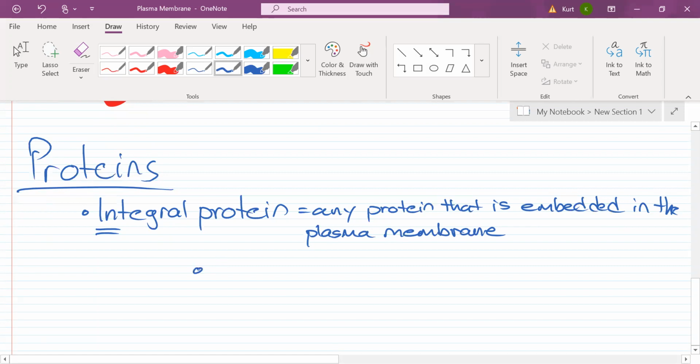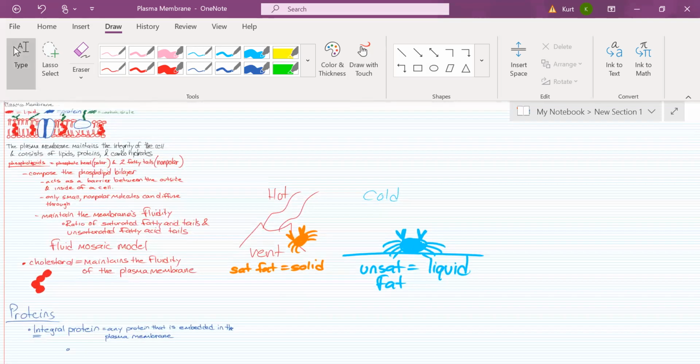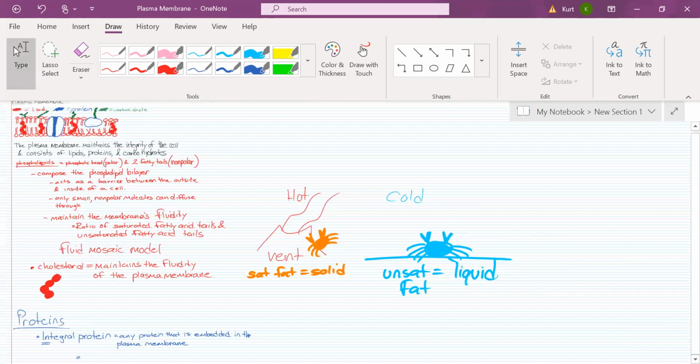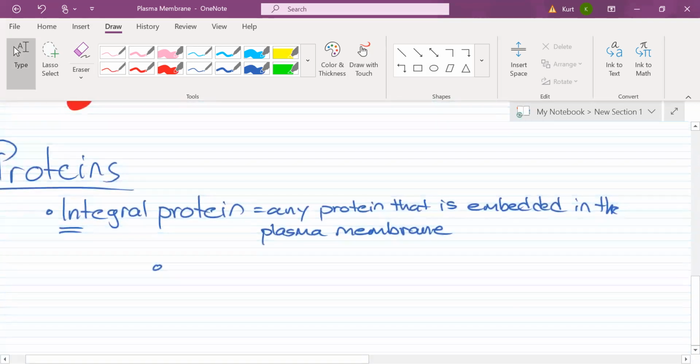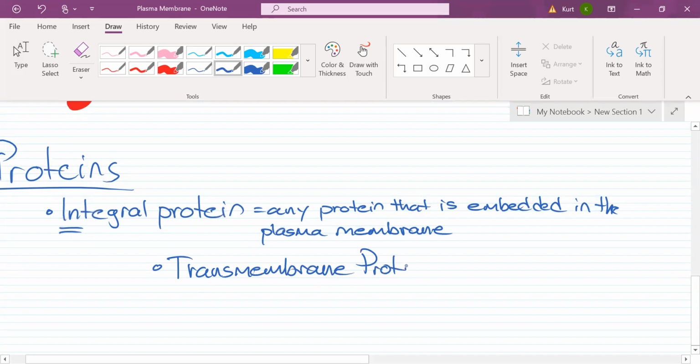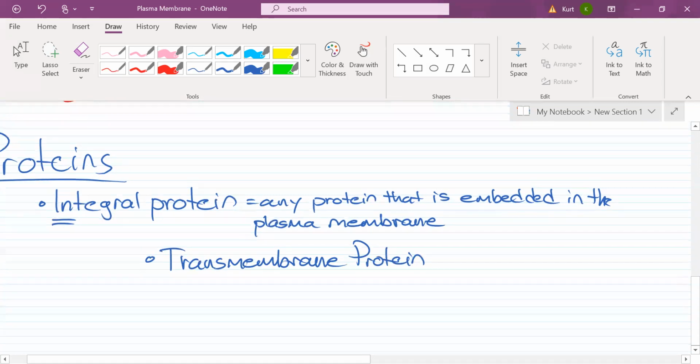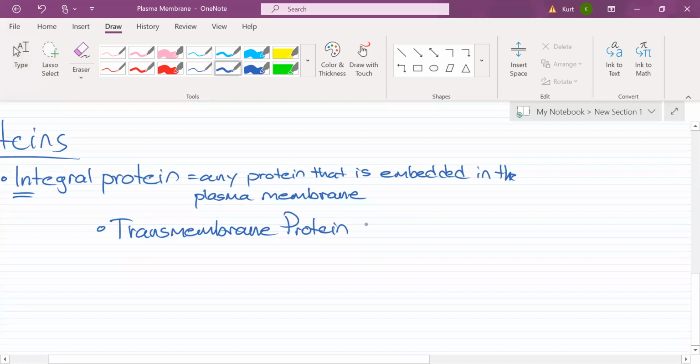One that's going all the way through the membrane from one side to the other, like this big blue blob I have right there, is called a transmembrane protein. Trans means, in this case, all the way through, like transportation, you're moving around. This is going all the way through. This protein travels through both sides of the plasma membrane.